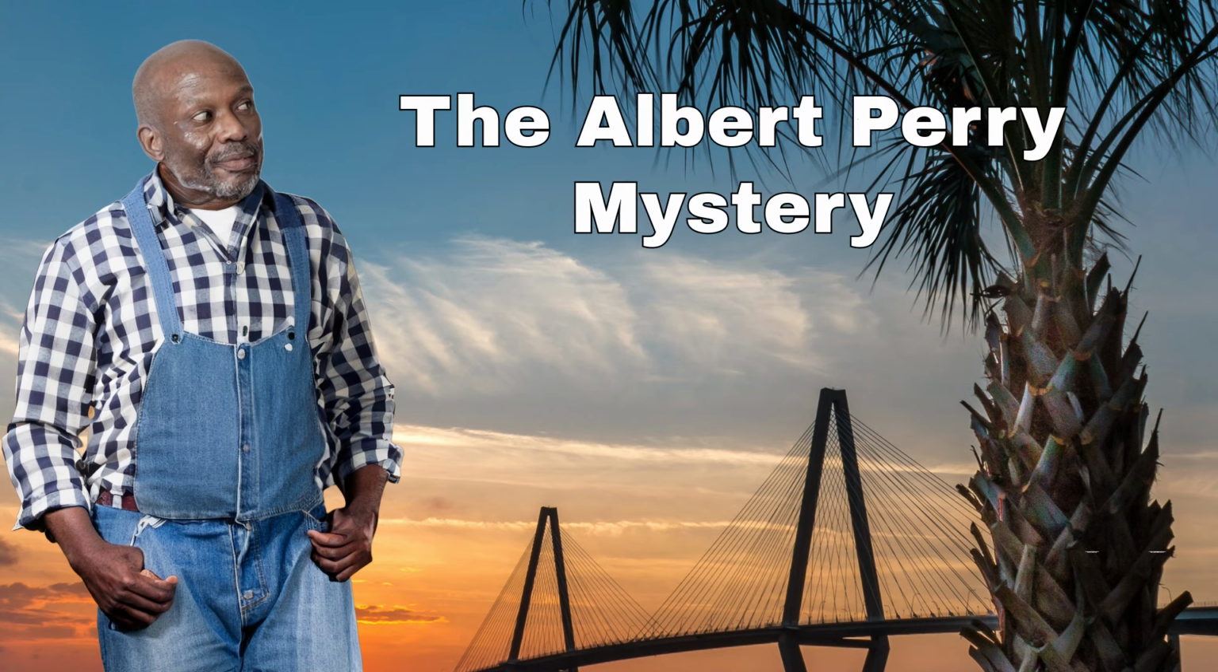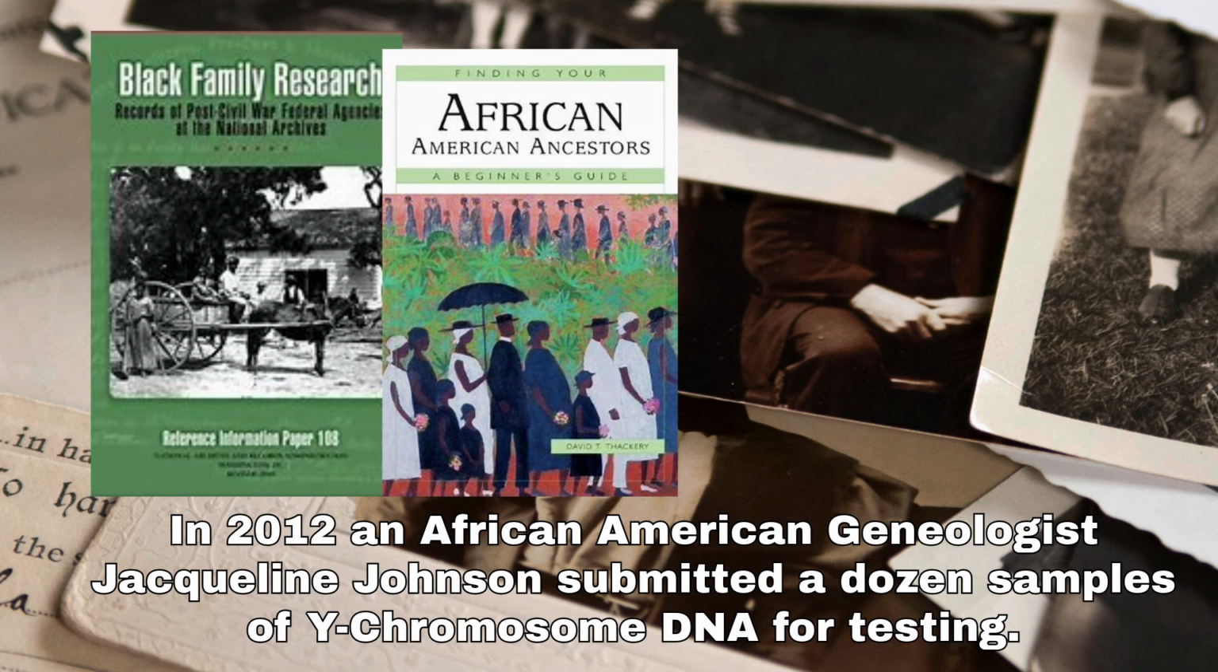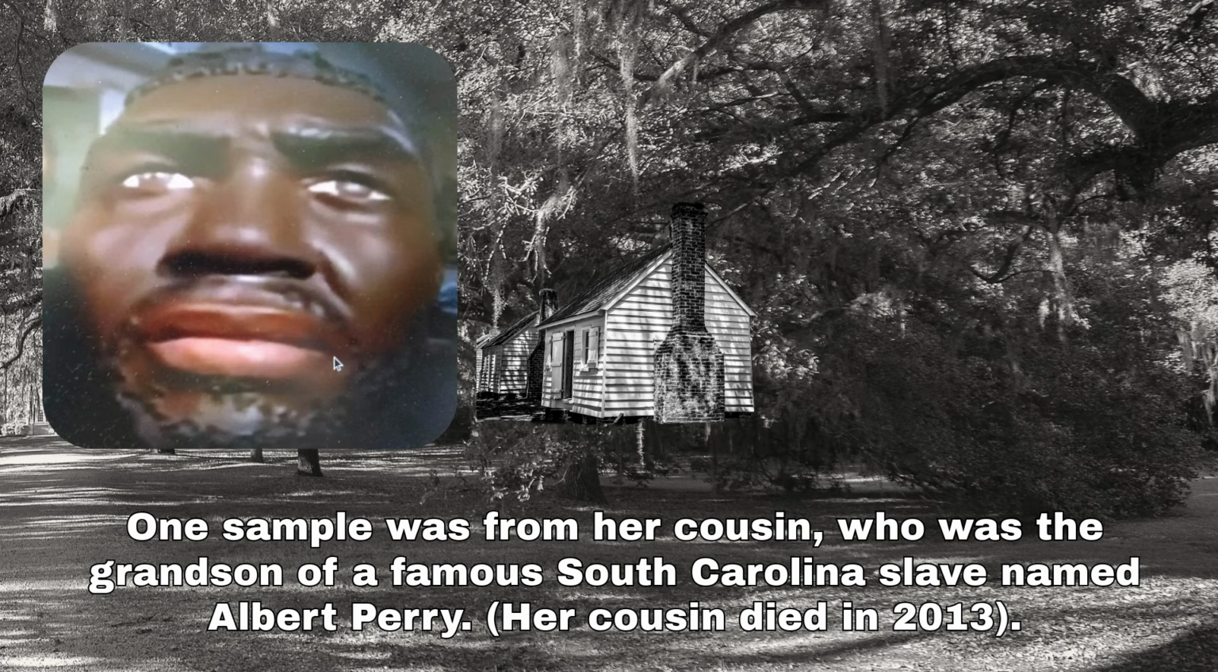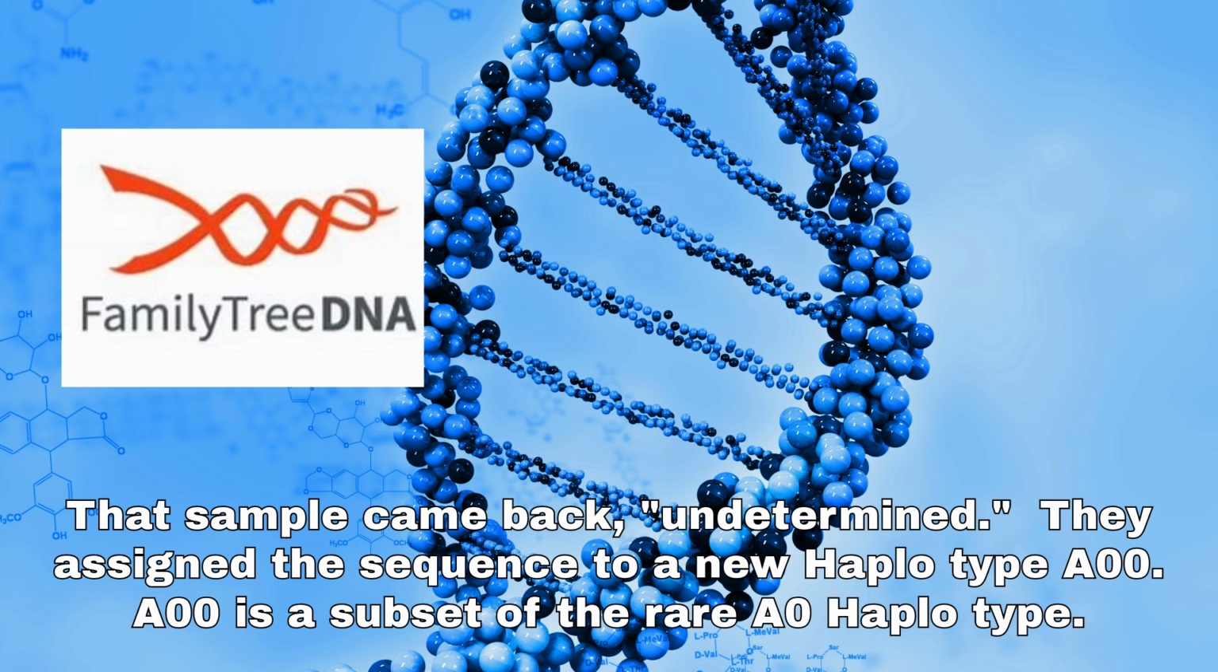The Albert Perry Mystery. In 2012, an African-American genealogist, Jacqueline Johnson, submitted a dozen samples of Y chromosome DNA for testing. One sample is from her cousin, who was the grandson of a famous South Carolina slave named Albert Perry. That sample came back undetermined. They assigned the sequence to a new haplotype, A00. A00 is a subset of the rare A0 haplotype.